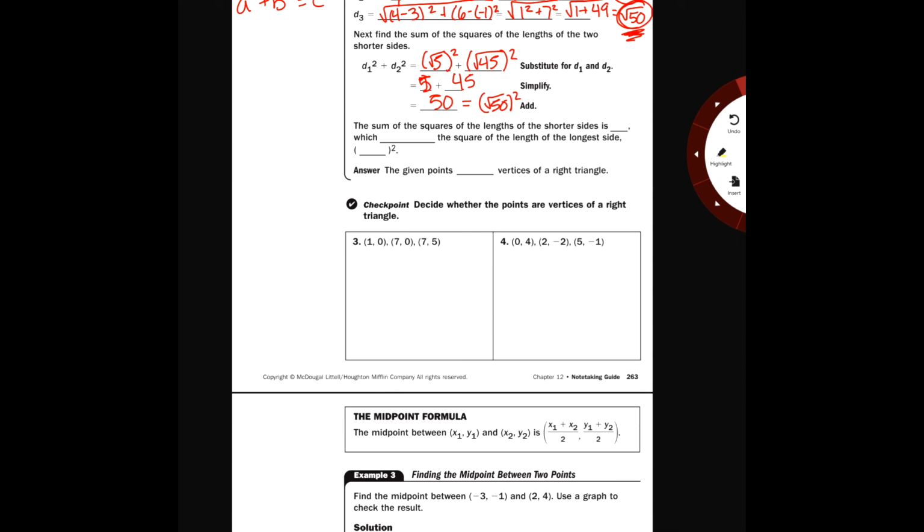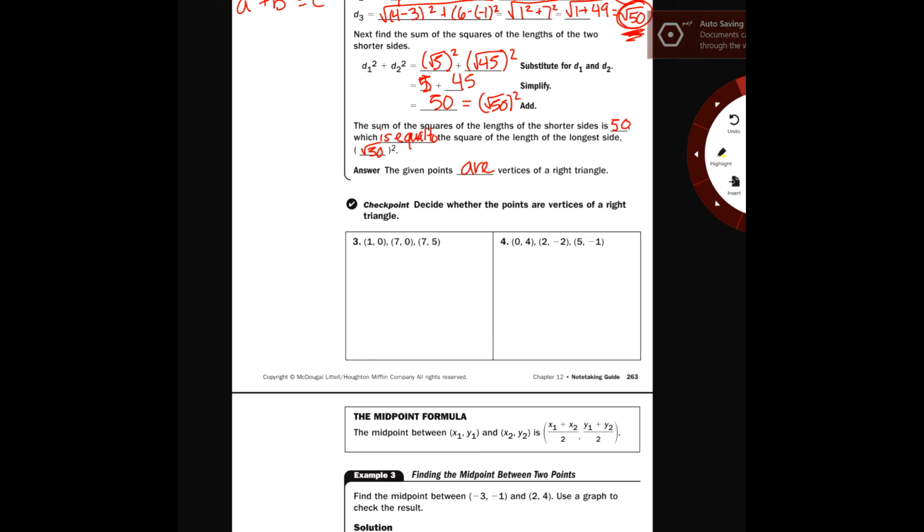So the sum of the squares of the lengths of the shorter sides, when we added the 5 and the 45 together, that is 50, is equal to the square of the length of the longest side, which is radical 50 squared. So they are vertices of a right triangle.